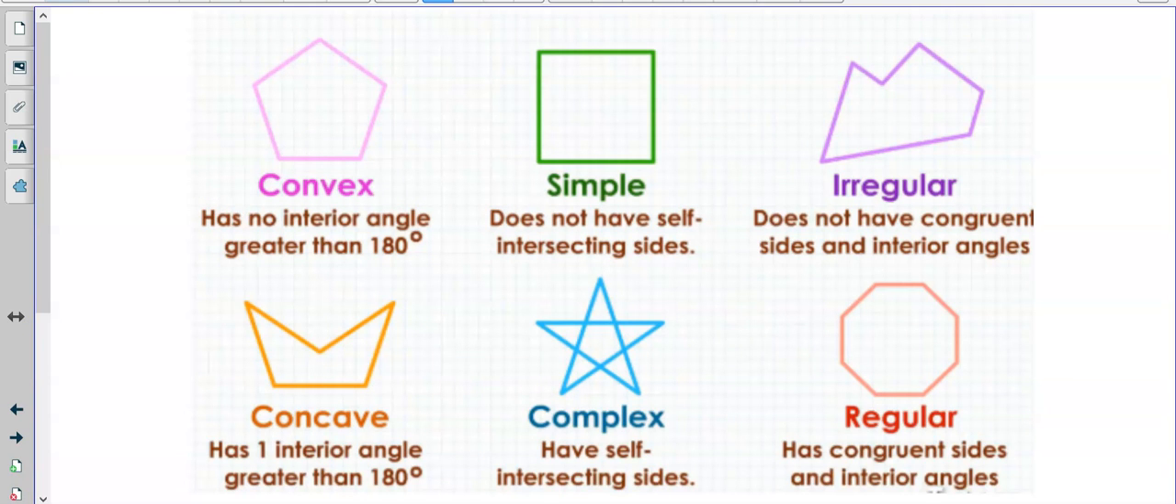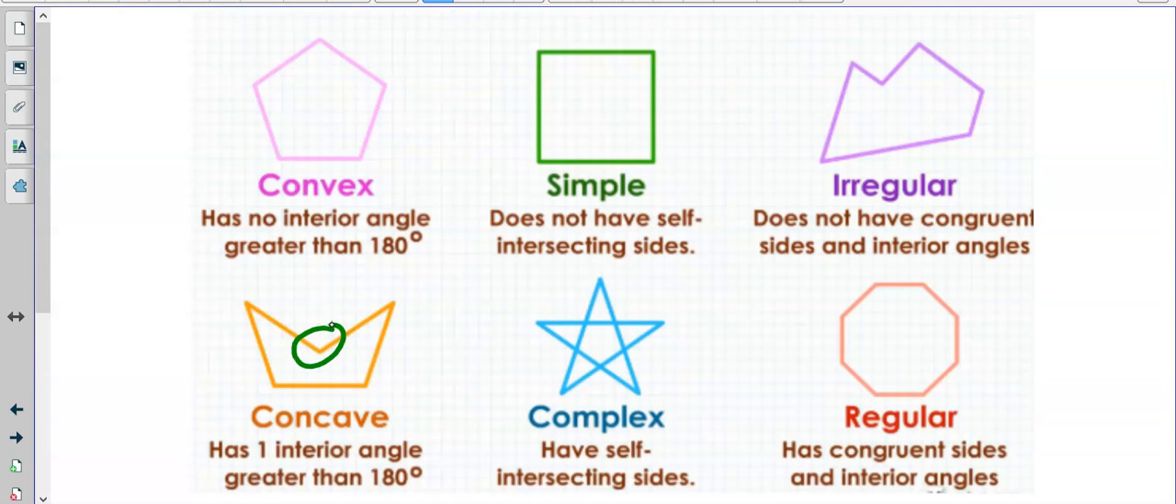All right, here are some different names. Convex has no interior angle greater than 180. Whereas down below it, concave has at least one. So if you look here, this angle is going to be greater than 90. I'm sorry, my bad, I don't know what I was thinking. Greater than 180 would be this angle right here. Okay?